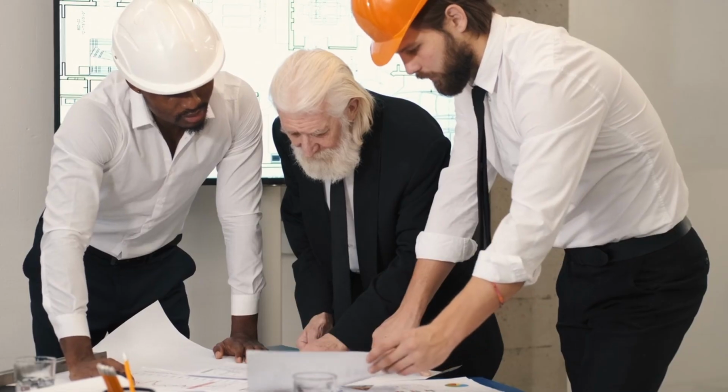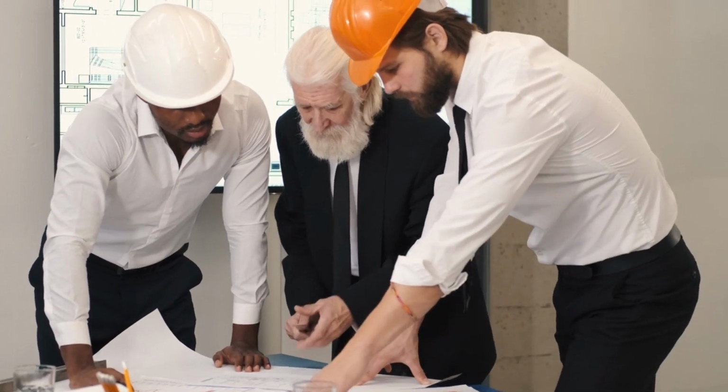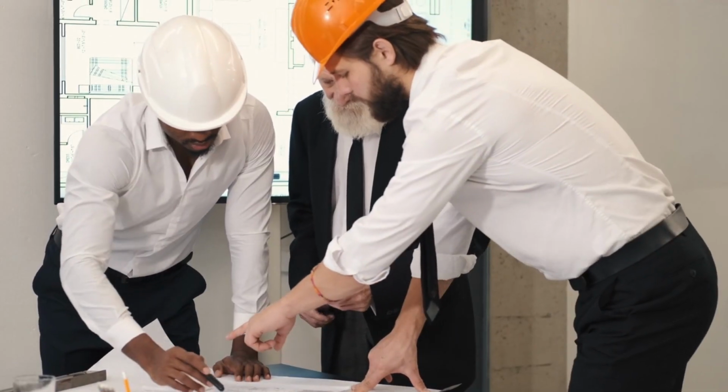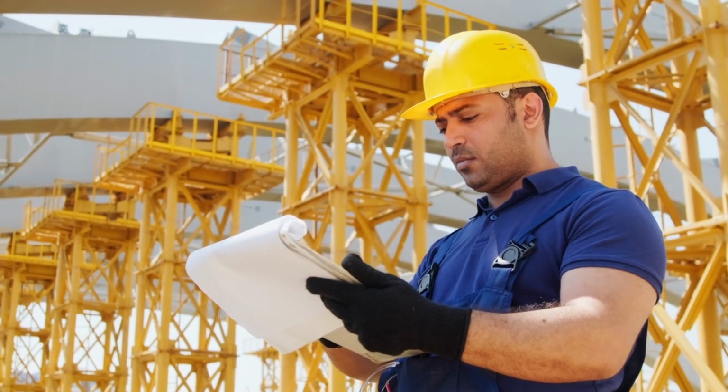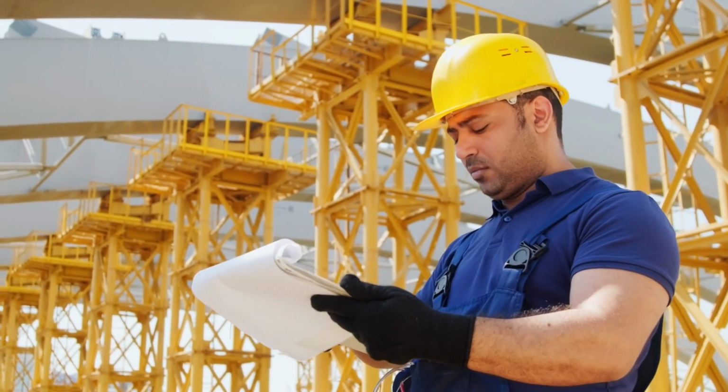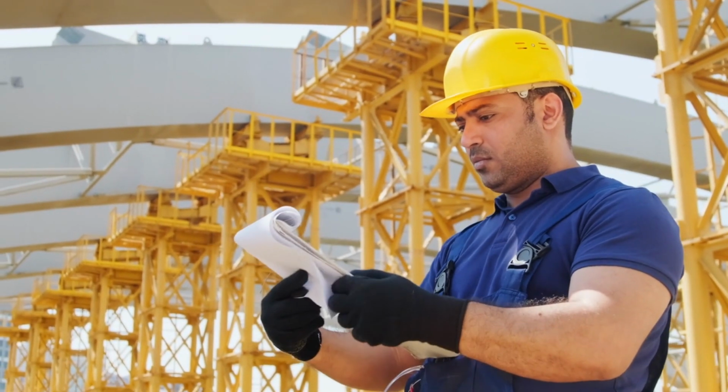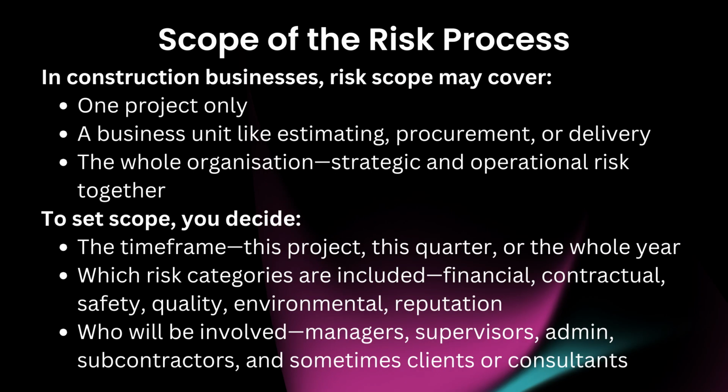Context also includes your risk appetite, how much risk the business is willing to accept. For example, some builders accept higher growth risk, but not higher safety risk. When context is clear, risk management becomes structured and repeatable across projects, rather than depending on who is managing the job. Next, we define the scope of the risk management process.